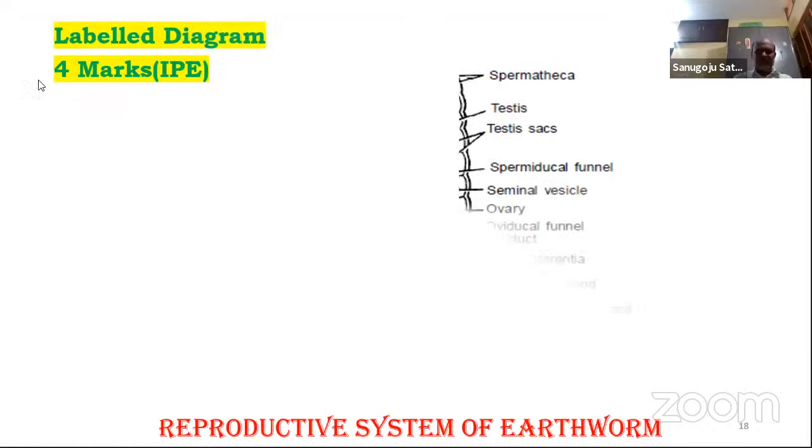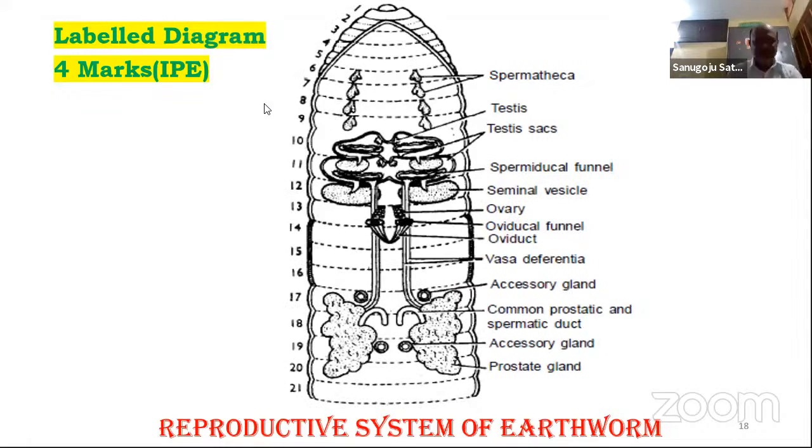And there is a label. We have to draw the diagram, children. For the diagram itself, it is 4 marks. It is asked many times in IPE. The diagram itself carries 4 marks: a reproductive system of earthworm. They will ask like this: draw a well-labeled diagram of the reproductive system of earthworm.